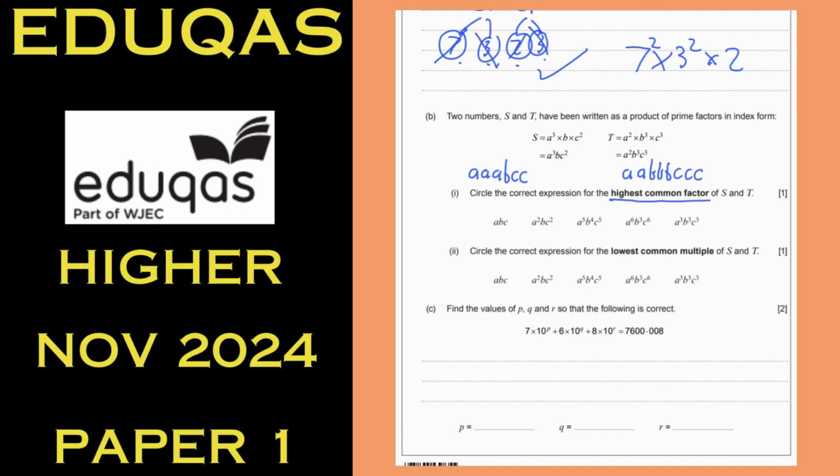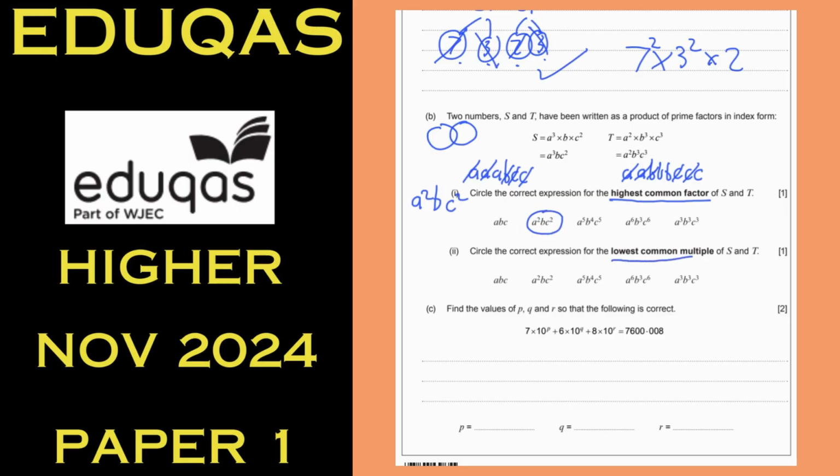Highest common factor, if you wanted to, you could draw a little Venn diagram for these. But for me, highest common factor is what are the common prime factors. They each have a couple of A's in them, so the answer will need A squared. They both have a B in them, so that will be 1B. And they both have a couple of C's in them, C squared. If you scan across, as you can tell, that is the second one along.